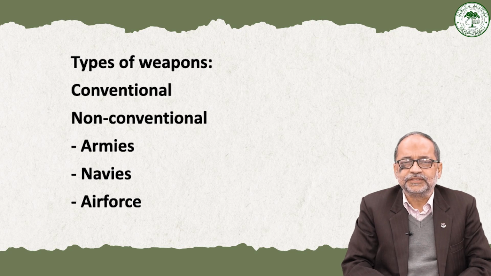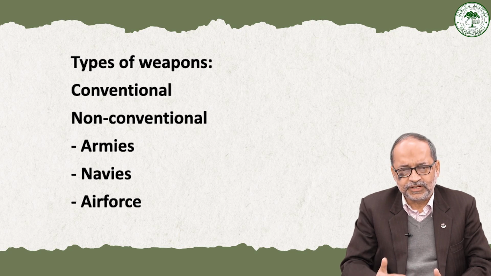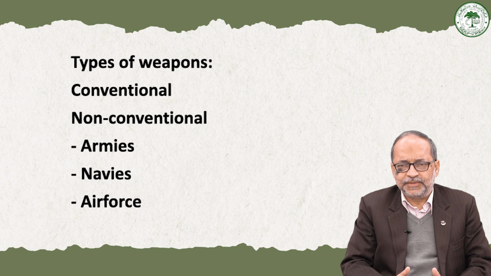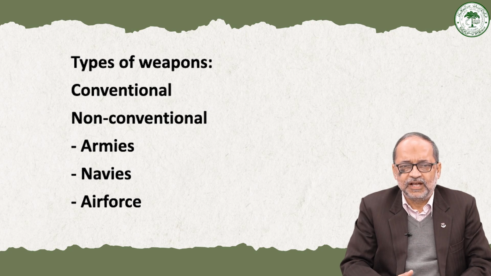These conventional weapons include small arms, defensive shields, light weapons, sea and land mines, as well as bombs, shells, rockets, missiles, and cluster munitions. These weapons use explosive material based on chemical energy, as opposed to nuclear energy in nuclear weapons.